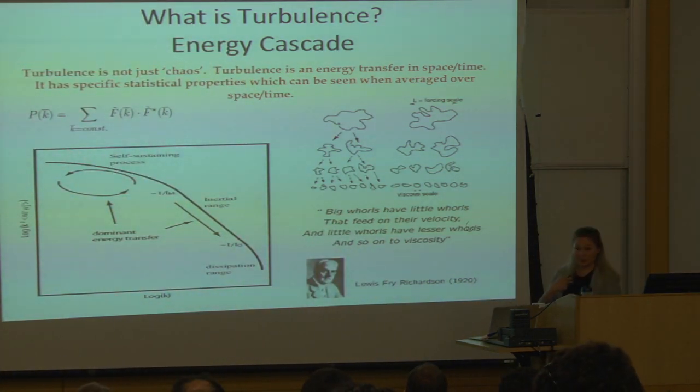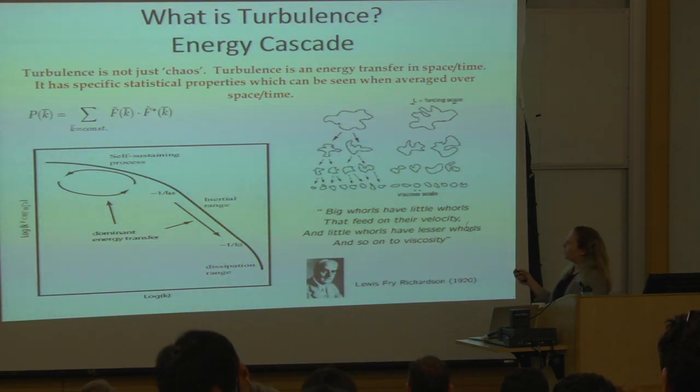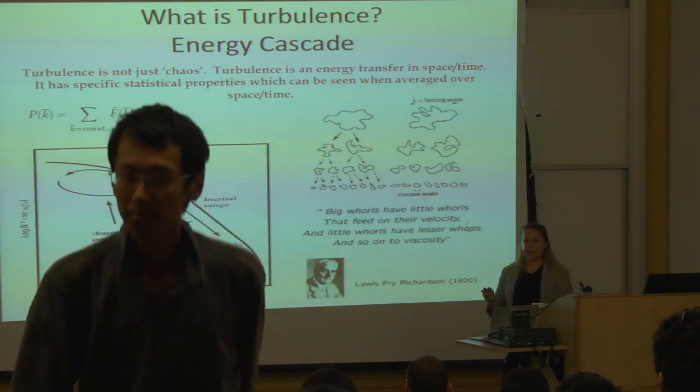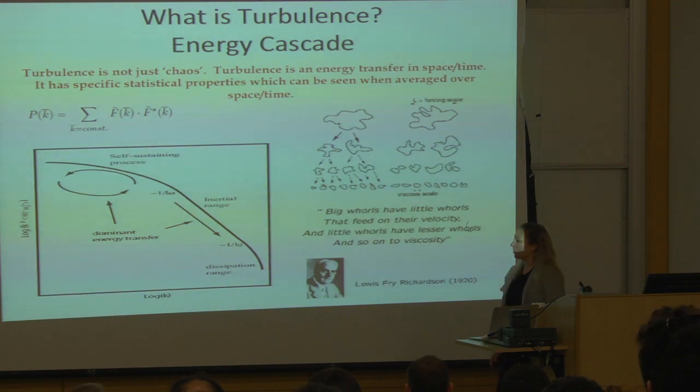So this is my definition. First of all, it's not just chaos, right? When you think of turbulence, you often think of these random chaotic motions in a fluid, these eddies. It's not just chaos. So yes, it looks particularly chaotic, but if you were to take a snapshot of a turbulent flow and analyze it in a statistical way, so analyze its spatial properties, its temporal properties, you would start to find there's actually some very nice regularities, some beautiful mathematical regularities with a turbulent flow.